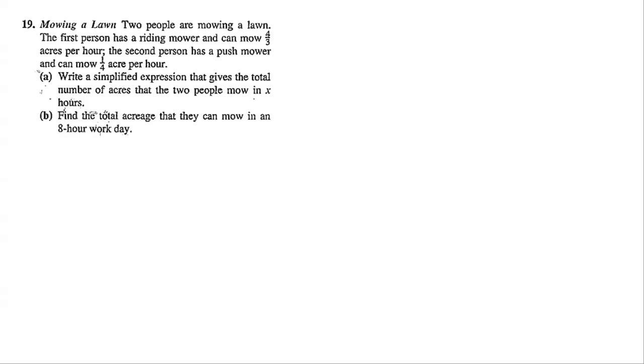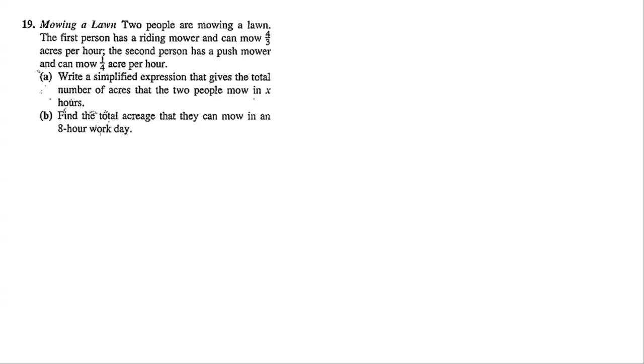All right, it says here two people are mowing a lawn. The first person has a riding mower and can mow 4/3 acres per hour. The second person has a push mower and can mow 1/4 acre per hour. A, write a simplified expression that gives the total number of acres that the two people mow in x hours. And B, find the total acreage that they can mow in an 8-hour workday.